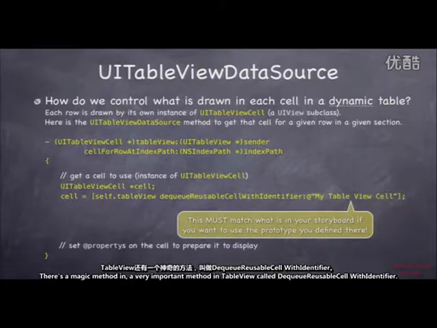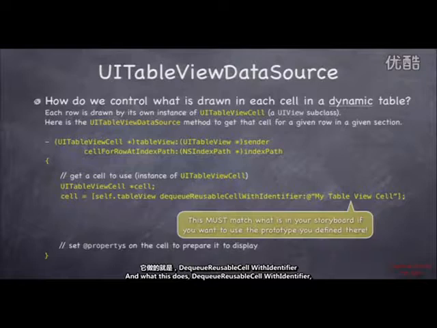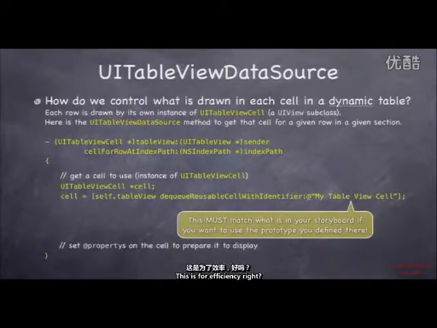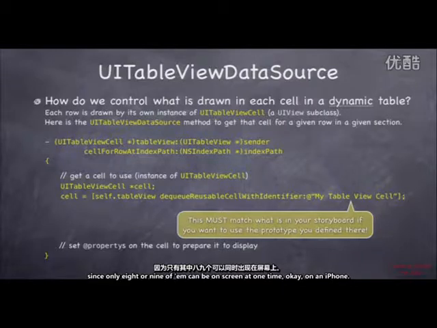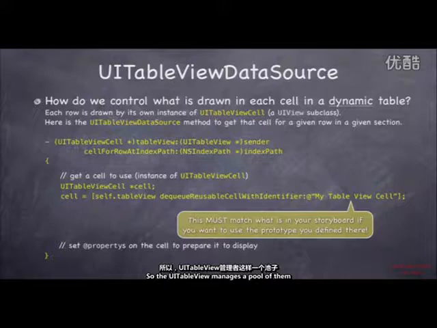There's a magic method, a very important method in table view called dequeueReusableCellWithIdentifier. And what this does, the table view manages a little pool of these UITableViewCells. This is for efficiency, right? Because again, if I have 10,000 items, I don't want 10,000 UIViews. That would be incredibly inefficient, especially since only 8 or 9 of them can be on screen at one time, on an iPhone. So the UITableView manages a pool of them.